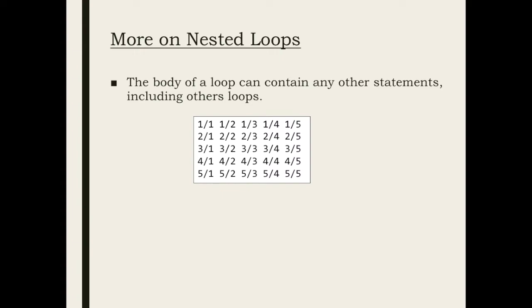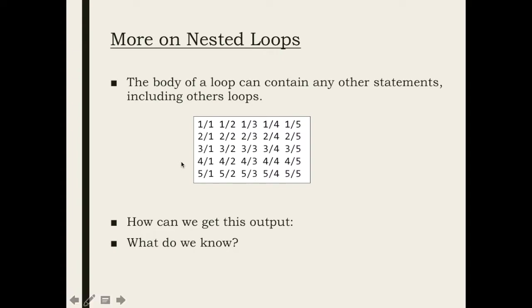Here we have a matrix, and we want to know how we can use nested loops to get this output. So let's take a moment to look at this matrix and see what we know about it. Well, if we consider each one of these pairs of numbers as an individual cell, then we can see that we have 5 columns and 5 rows. Across each one of these rows, we can see that this first number stays the same. So I've got 1s, 2s, 3s, 4s, 5s.